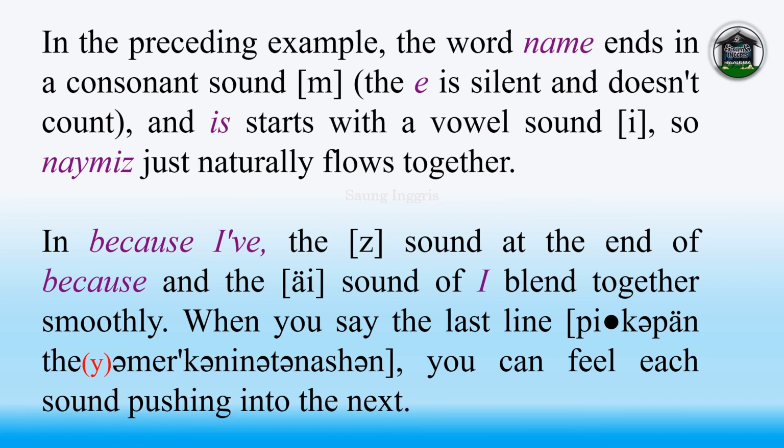In the preceding example, the word name ends in a consonant sound, the E is silent and doesn't count, and is starts with a vowel sound, I. So name is just naturally flows together. In because I've, the Z sound at the end of because and the I sound of I blend together smoothly. When you say the last line, pick up on the American intonation, you can feel each sound pushing into the next.